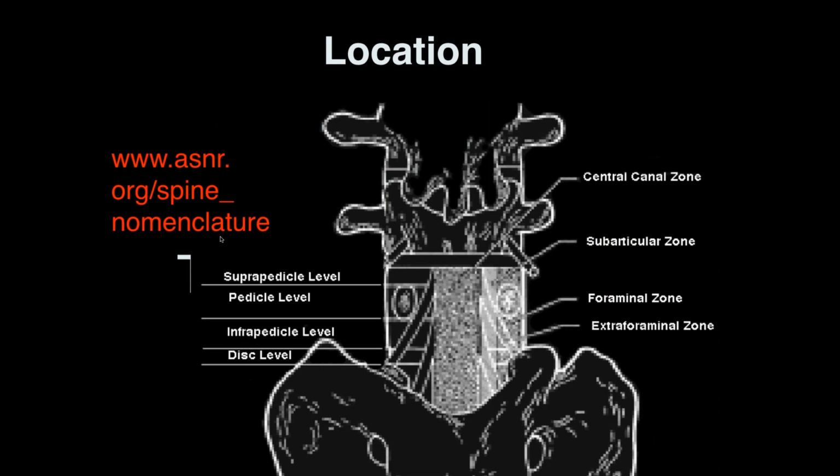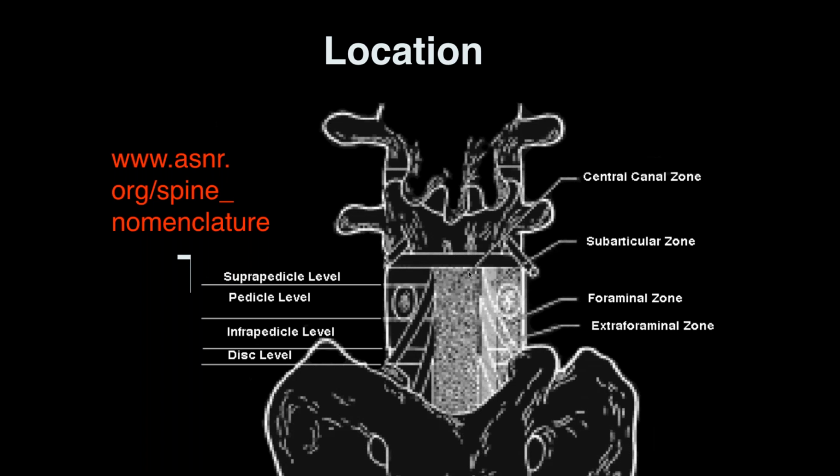And the location is both superior and inferior location as well as circumferential location. And here, what they like to do is evaluate whether the disc is located above the pedicle, at the level of the pedicle, below the pedicle, or at the disc level. And then that's up and down. Most of the discs are going to be at the disc level, and if it migrates, it can migrate to these other levels, or if you have a sequestered disc, you can describe it at these other levels.